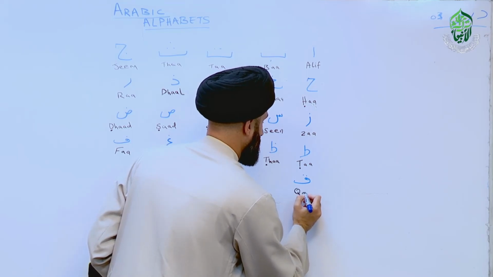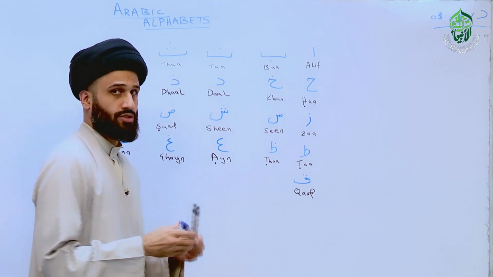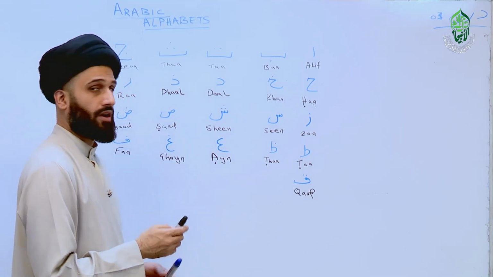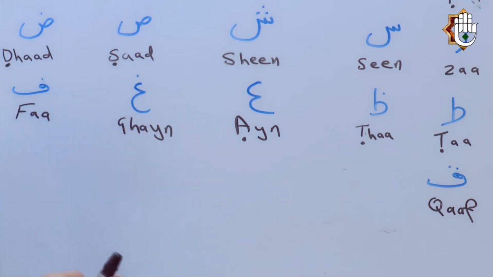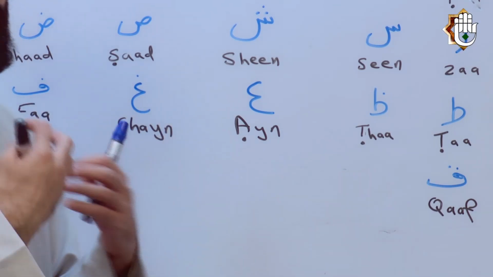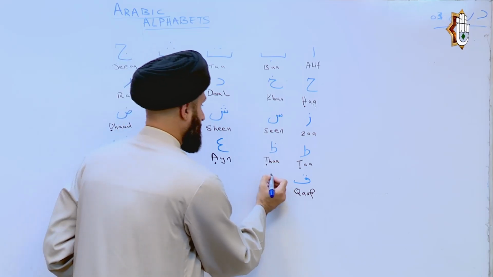Qaf. And usually in the transliteration, we write it with a Q just to show the difference between qaf and kaf. So qaf, of course, is a heavy qa sound. It comes a bit from the back of the throat, right? Let's go to the next letter. Kaf.